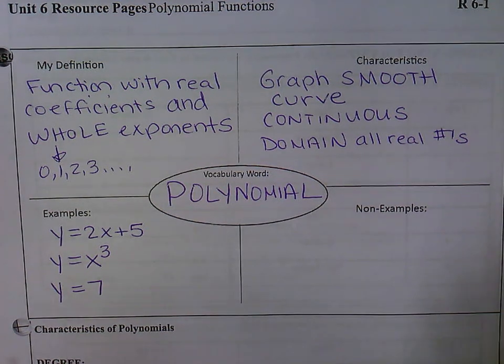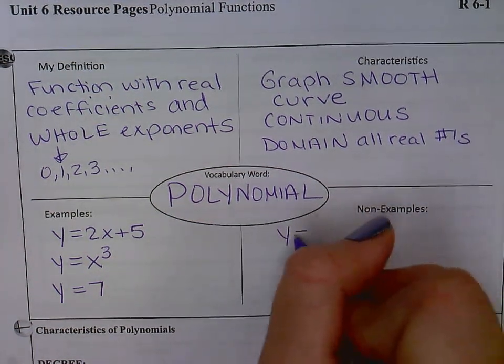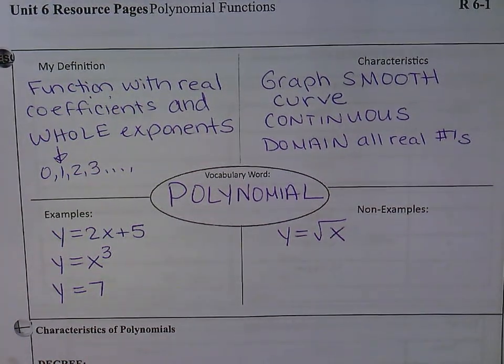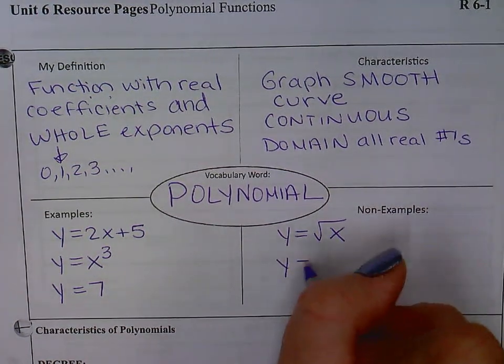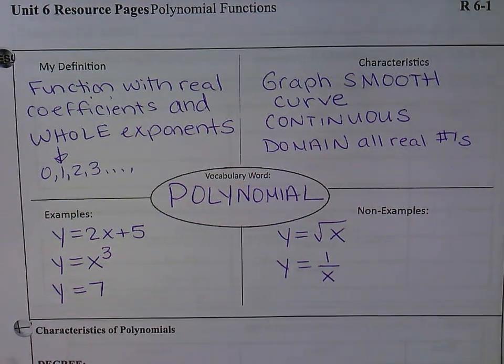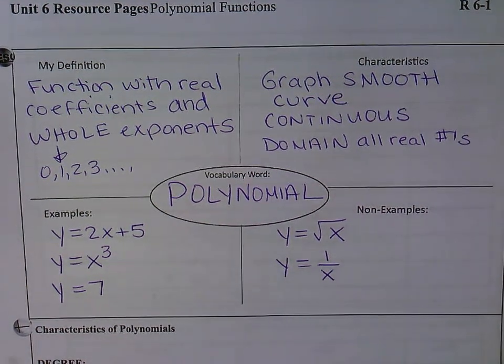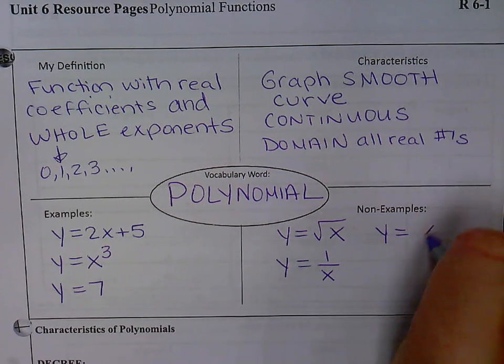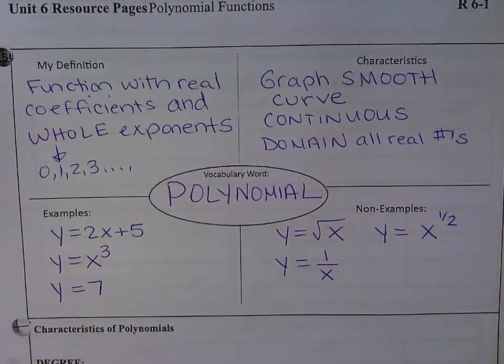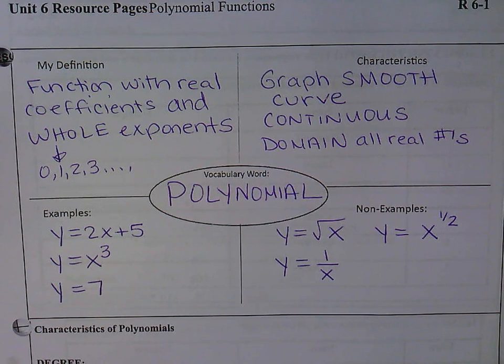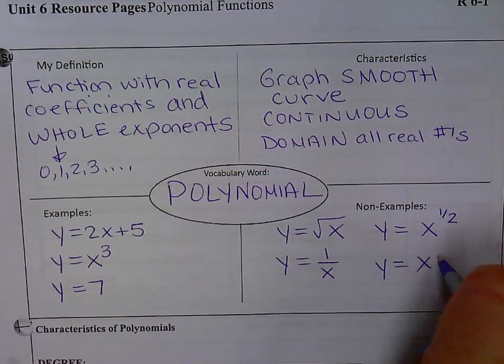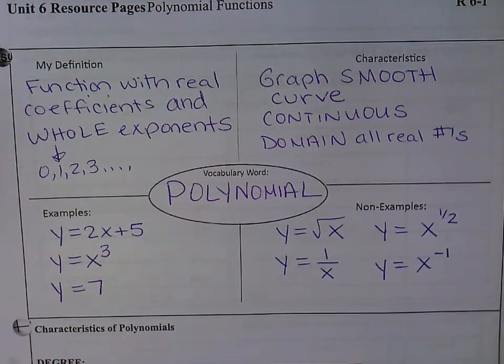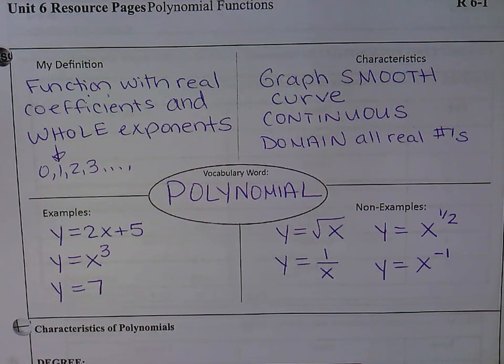Okay, so some non-examples. y equals the square root of x. Can't have a square root. y equals 1 over x. Can't have x in the denominator. y equals x to the 1/2 power. These are the same, right? Square root of x and x to the 1/2 power, that's the same function. y equals x to the negative first power. That's the same as 1 over x, right? x to the negative first. So see how I can't have fractions?